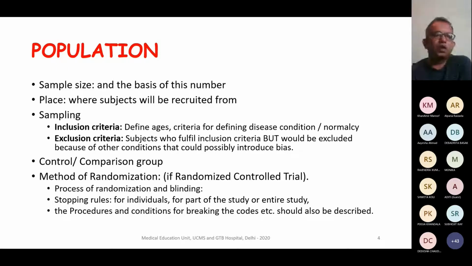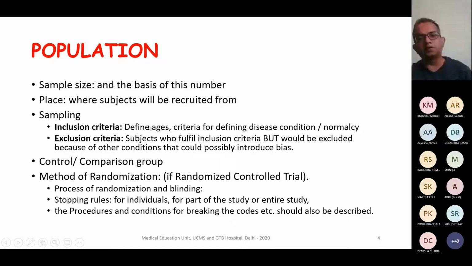Then obviously where the patients will be recruited, it will be recruited in the gynae OPD or medicine OPD, or you'll go out in the community and recruit the patients, and then how you will do the sampling. Like if you have a case control study, how your cases will be defined. So you have to define the case first. And by defining the case, you will automatically define the inclusion criteria. So what all criteria, if the subject fits into, you will include them in the study.